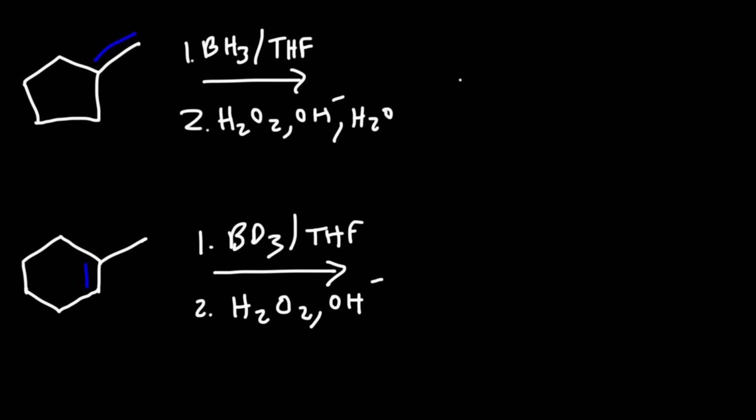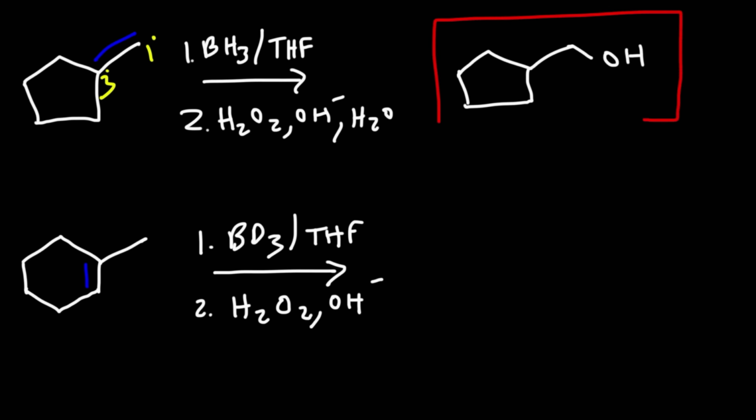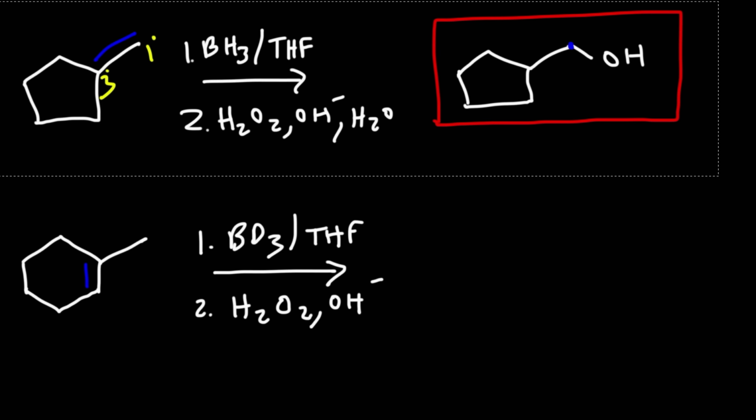So hydroboration oxidation proceeds with anti-Markovnikov regiochemistry. The OH group is going to go on the least substituted carbon atom across the double bond. So in this case, that's going to be the primary carbon. So this is going to be the product of the first example. We don't have to worry about stereochemistry because, as we can see, this carbon atom is not chiral. Now what about the second example? For the second example, we need to talk about that.